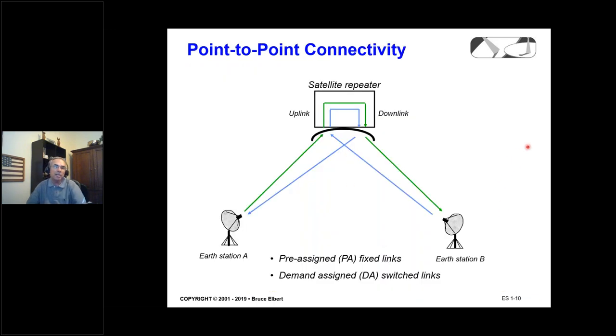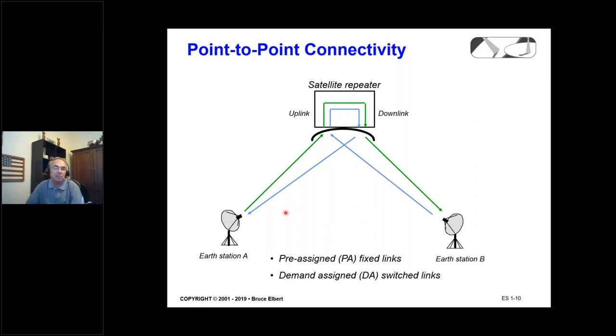And through satellite communications, we can implement a number of different connectivities, as I call it. Point-to-point is the classical communication link, point A or Earth Station A communicating with Earth Station B through a satellite repeater. We're going to concentrate on geostationary because that is the most common type of system today. We could look at other orbits besides geostationary. And in fact, many of these systems will work with non-geostationary systems as well.